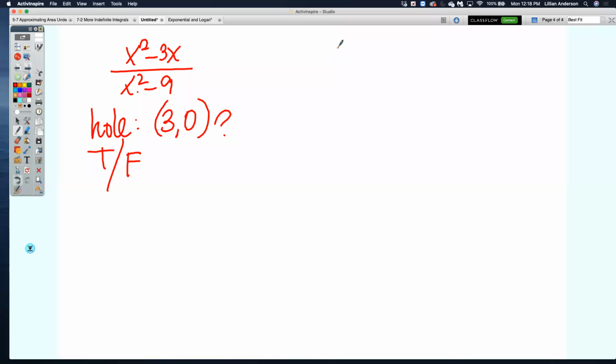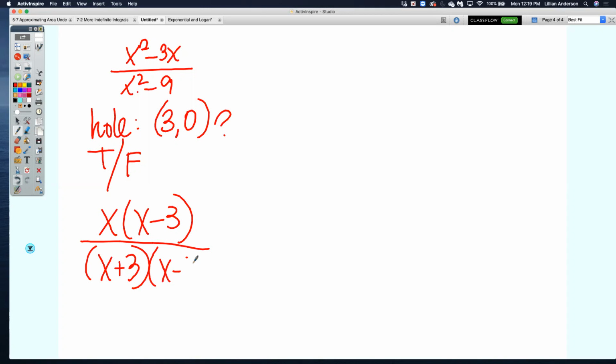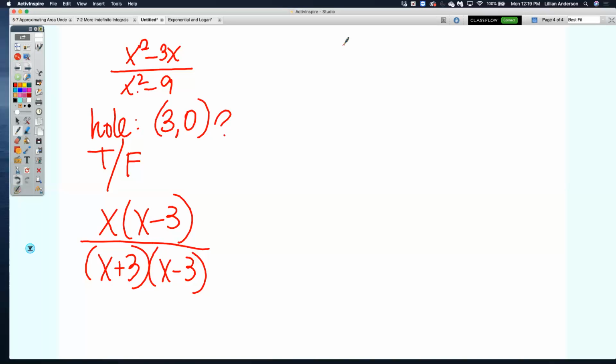4-1. True or false? Does this function have a hole at 3, 0? Well, let's take a look. In order to find my holes, I need to make sure that I simplify or factor the top and the bottom to see if anything cancels out. How does the top factor? And somebody online, give me how the bottom factors. x plus 3 times x minus 3. Anything cancel out? The x minus 3s.